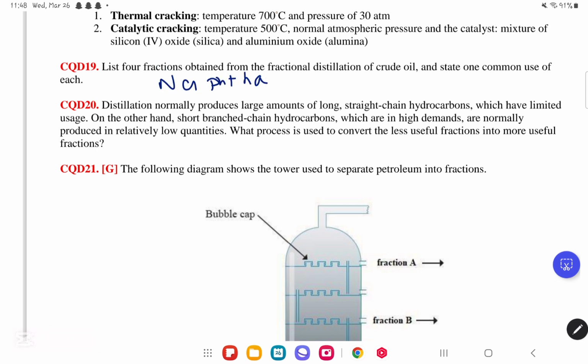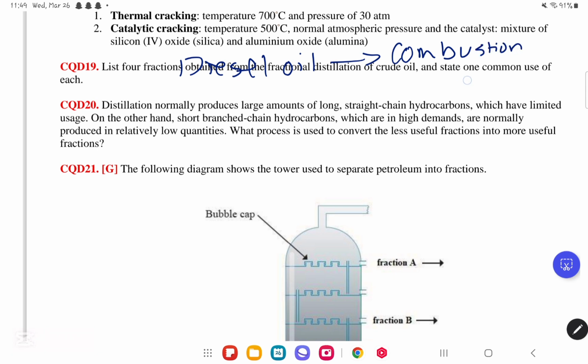Then, after natural gas, we have naphtha. It is used to make gasoline, okay? Or plastics, or the thing they use for the roads. I don't know what they call it, the road paving. Okay? After the naphtha, we have kerosene. The kerosene is a fuel for jets. And then finally we have diesel oil. Okay, diesel oil is used for combustion engines. That's it for CQD number 19.